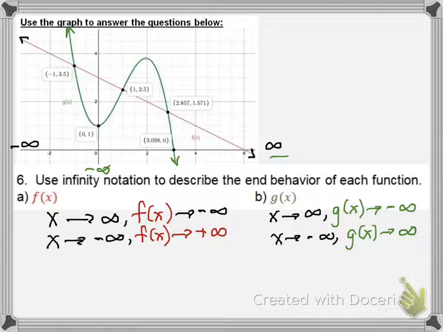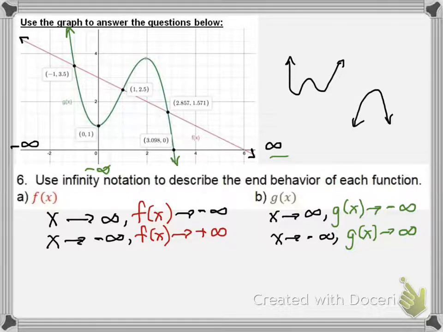There will be cases where both ends go to negative and both ends go to positive. If I looked at a quartic, I would have to say both ends are going up to positive infinity. If I looked at a parabola, I can either have both ends going up or both ends going down. We talked about this back in Mod 5. If the degree is even, both ends are going the same direction. If the degree is odd, one end's going up, one end's going down.